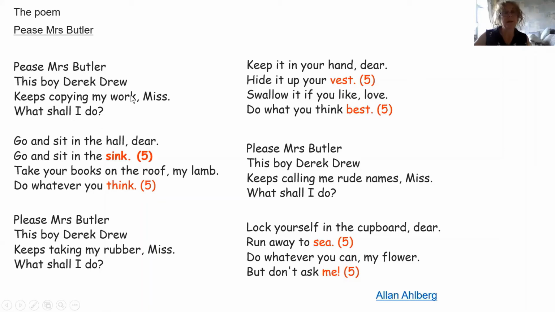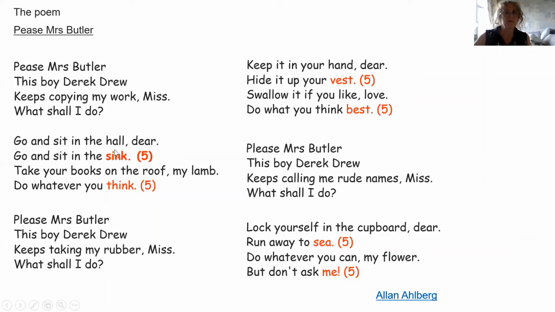So it's that third line. It's the third line that you will be putting a problem. You will be telling the teacher a problem that it could be. We've got copying the work, taking my rubber, calling my name. So you think of something else that they could, and they've all got miss at the end. So that was the easiest part of it.